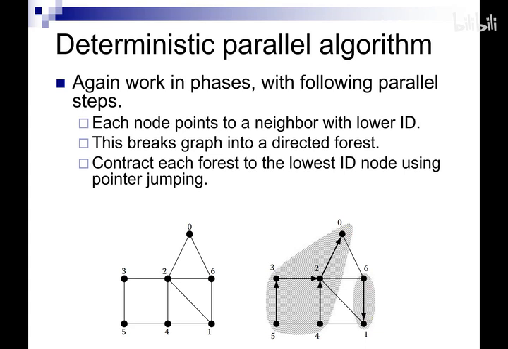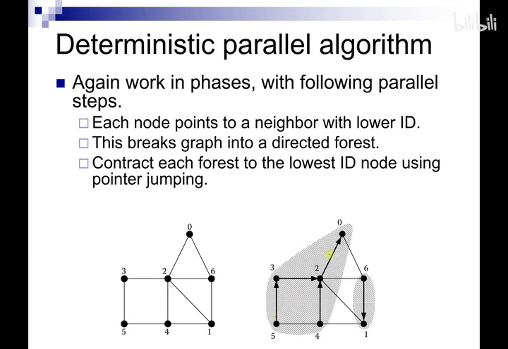And now we're going to contract each of these directed forests down to the root of that forest. So on the left over here, we're going to contract all of these nodes down to the 0 node, and then over here, we're going to contract all these nodes down to the 1 node. And the way we're going to do that contraction is by pointer jumping. So if you remember pointer jumping, if you just look at the set of edges here, there's going to be a path from any node to the root of the tree it's in. So there's, for example, a path from the 5 node to the 0 node.